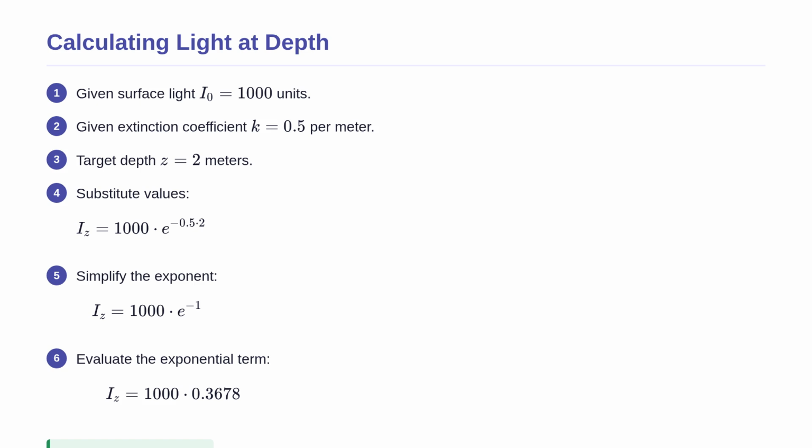Evaluating e to the power of -1 gives approximately 0.3678. Multiplying this by our initial 1,000 units gives a final answer of 367.8 units. Physically, this means only about 37% of surface sunlight reaches 2 meters down.